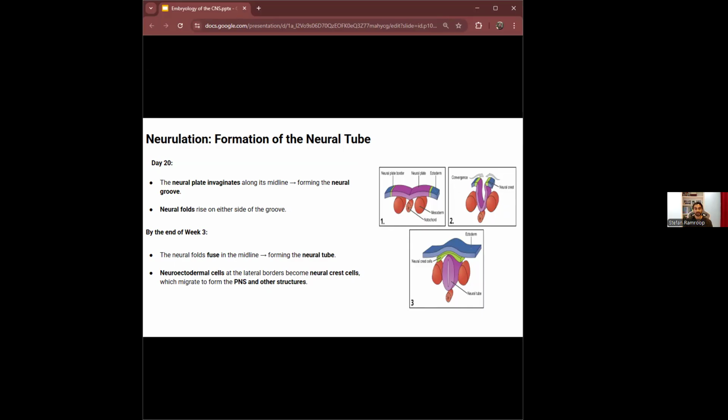The neural tube will later differentiate into your brain and spinal cord. At the same time, some of the neuroectodermal cells at the lateral borders of the fold separate, and these are going to become the neural crest cells. And these migrate extensively throughout the embryo to form the peripheral nervous system, as well as other specialized structures like the medulla and facial cartilage.